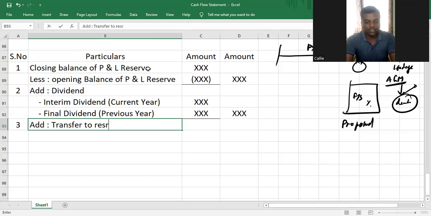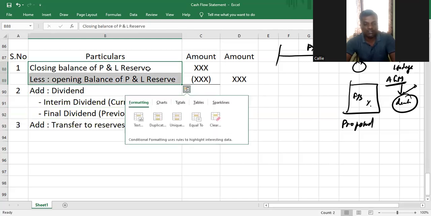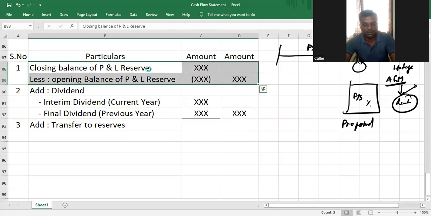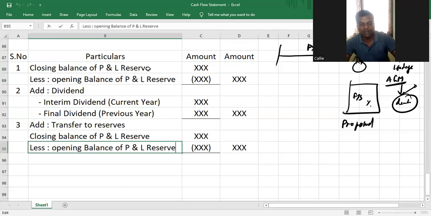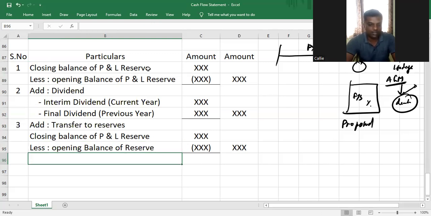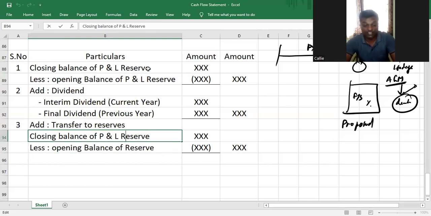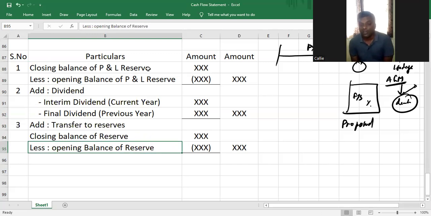Transfer to reserves. How do we do that? We just take the closing balance of the reserve and reduce the opening balance to find the transfer. Understood or not? So we'll take all the other reserves other than the P&L reserve, for instance, general reserve, capital reserve, or any other reserve. If it is capital reserve, then you have to see if that reserve has come from the P&L account. Obviously, capital reserve will not come from the P&L account. So general reserve or any other reserve which has been charged to the P&L account.